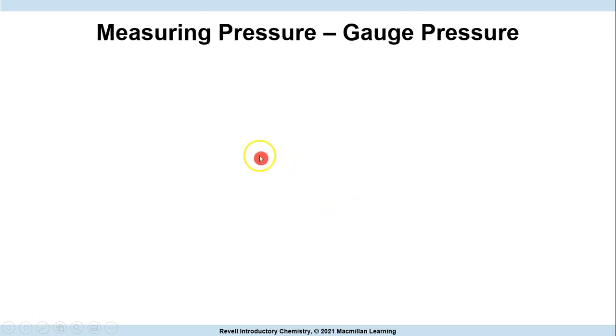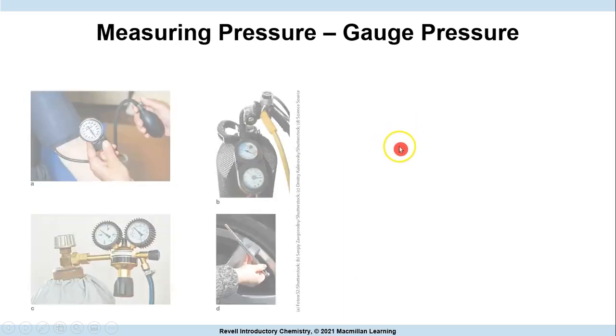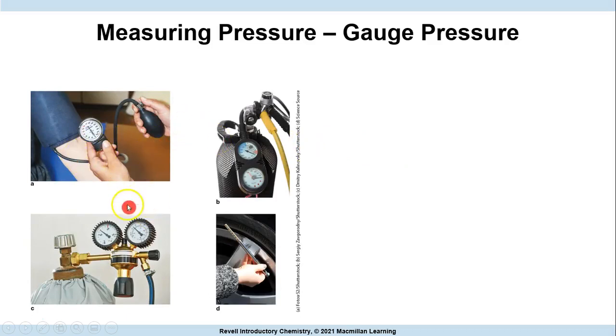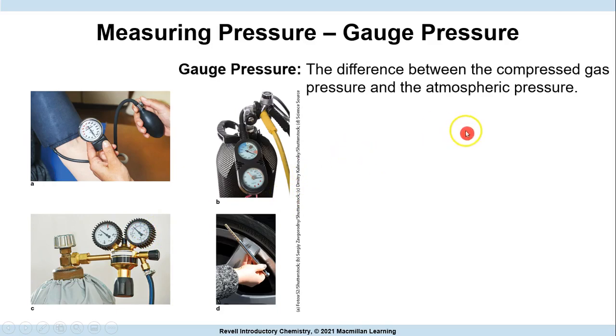Now let's look at pressure gauges here. So what is a gauge pressure? There are so many gauges, and they are designed based on what they are used for. And what is gauge pressure? Gauge pressure is defined as the difference between the compressed gas pressure and the atmospheric pressure. So it is a difference between the compressed gas pressure and the atmospheric pressure.